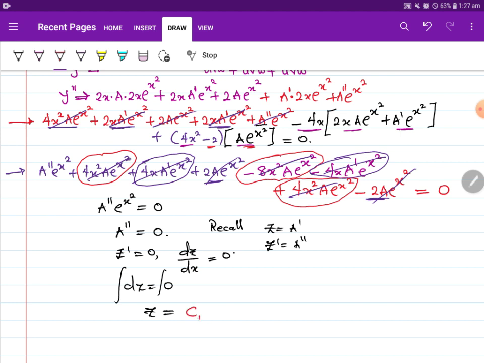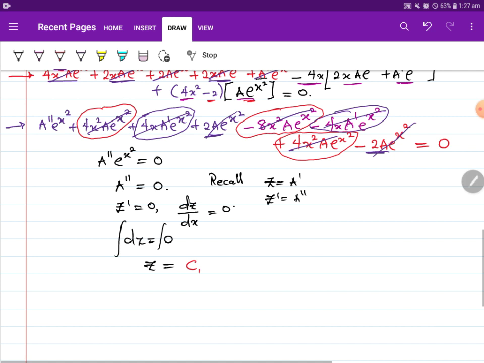This is my constant, c1. Okay, so if that is c1, but what is z itself? Z itself is what? A prime. Are you with me? We said let z be a prime. So in place of this z, I can substitute my a prime. So my a prime is equal to the constant c1. If I integrate both sides, if I integrate a prime, I have ordinary a. So if we integrate constant c, it's going to give us constant cx plus c2.